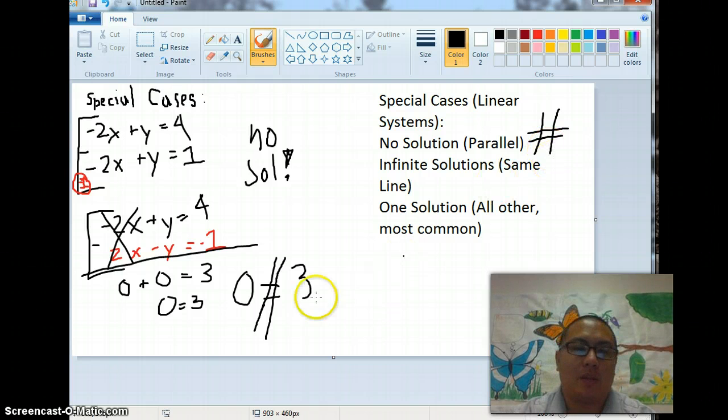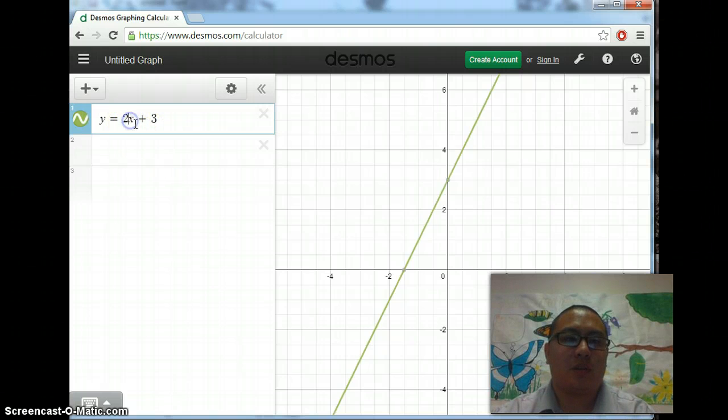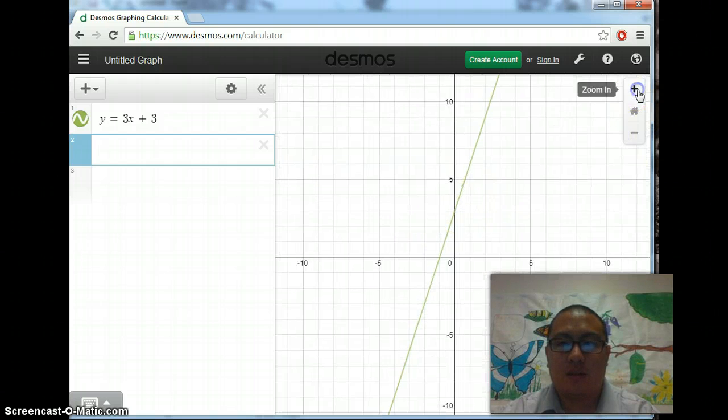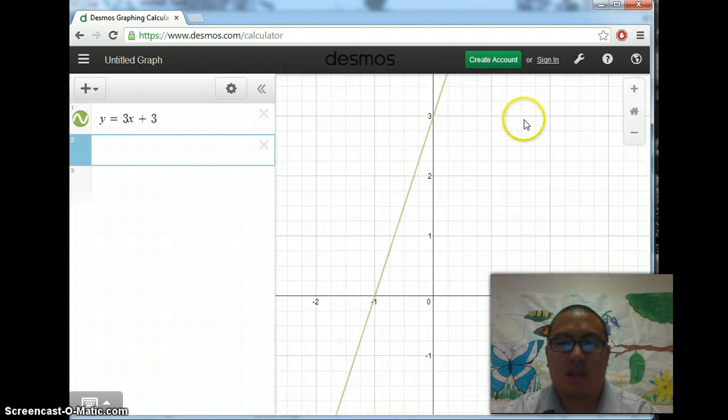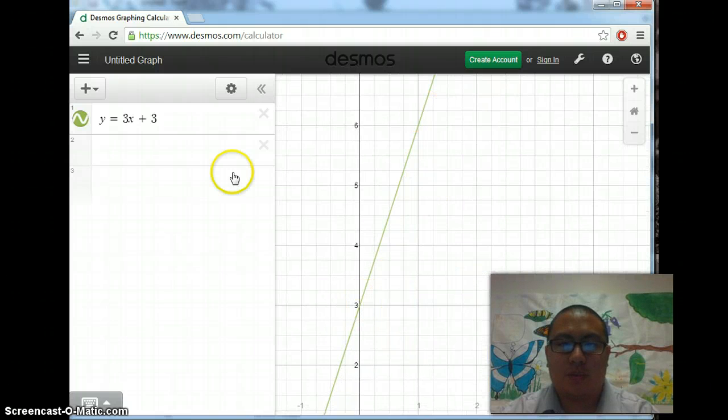Now let me pause the video and make an example for infinite solutions. Alright, now let me show you guys the other one. So let's start off with the line y equals 3x plus 3, and that's what it looks like. Here's the intercept at 3, and it's going up 3 for every one. Go over 1, up 3.